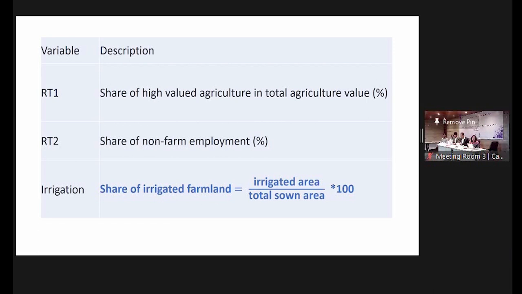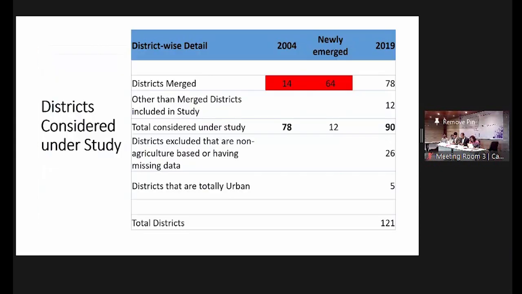Our other prominent variable is definitely irrigation. In our study, we measure that by the share of irrigated farmland, which equals irrigated area divided by the total area sown, and this is how we take this variable.